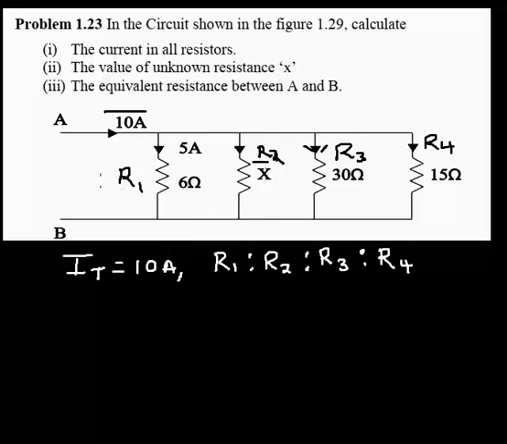Remember, the voltage across these resistors are the same. You know that already. So which simply means that I can use Ohm's law to get the voltage across R1, which of course is I1 R1. And I already know from what I have here, the current across R1 is 5 ampere, and the resistance of R1 is 6 ohms. So that's simply going to be 5 times 6, which of course is 30 volts. So the voltage across R1 is 30 volts.